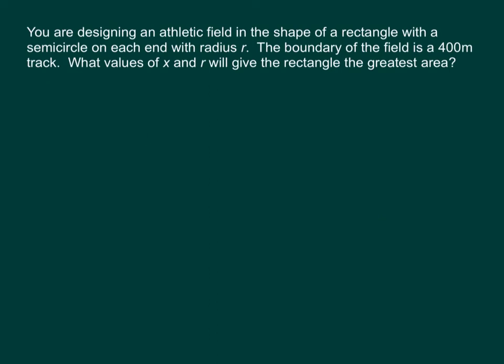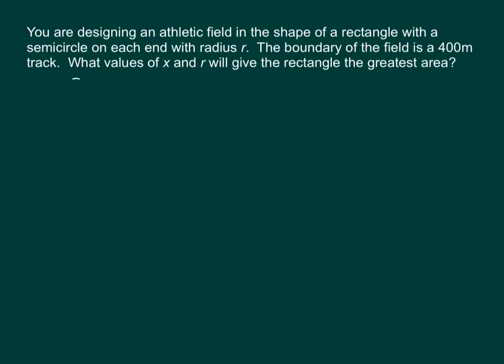You are designing an athletic field in the shape of a rectangle with a semicircle on each end with radius r. The boundary of the field is a 400-meter track. What values of x and r will give the rectangle the greatest area?